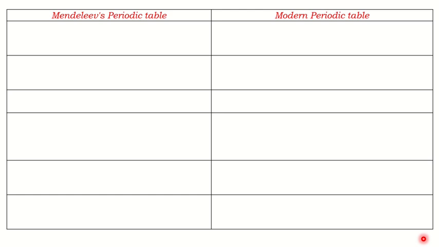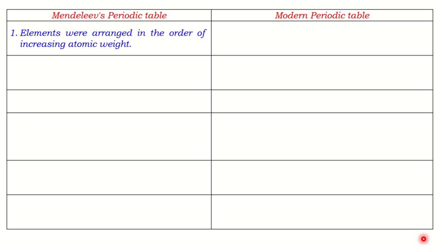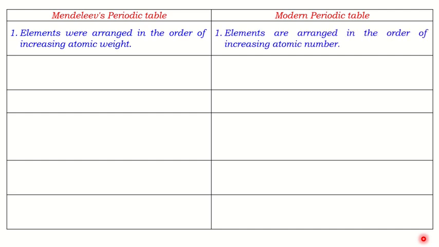Okay, now let's have a table. Left hand side, Mendeleev periodic table, right hand side, modern periodic table. First point, we can say that the elements were arranged in the order of increasing atomic weight in the Mendeleev periodic table, the old periodic table. But in the modern periodic table, elements are arranged in the order of increasing atomic number.